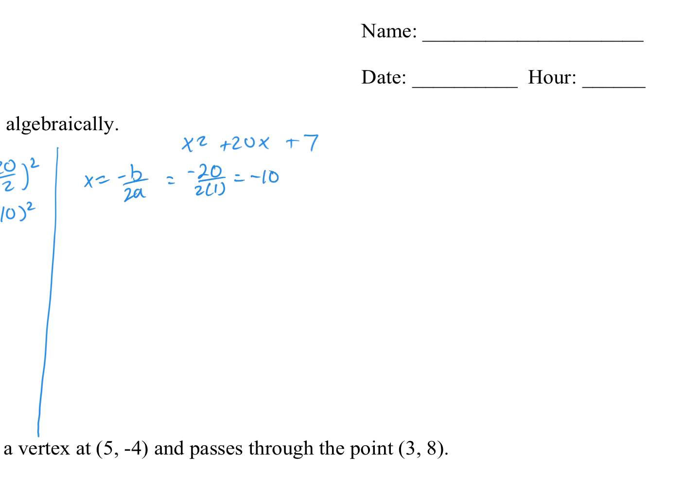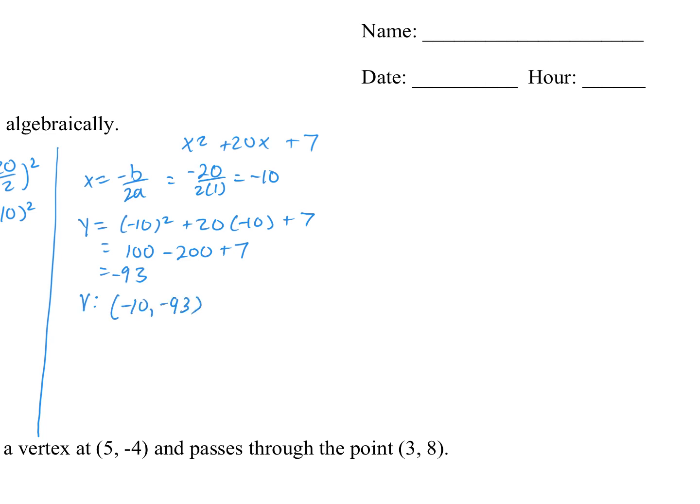And now I'm just going to plug that back in to find my y for my vertex. So y equals negative 10 squared plus 20 times negative 10 plus 7, which then is 100 minus 200 plus 7, which is negative 93. So then my vertex from that is negative 10, comma, negative 93.